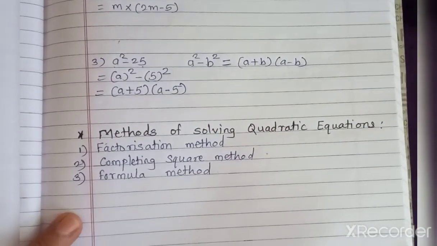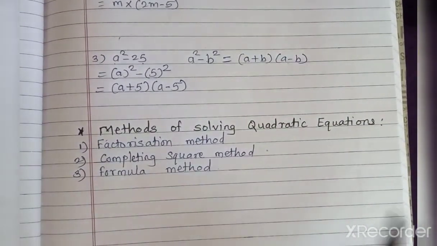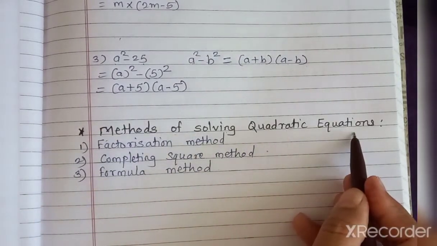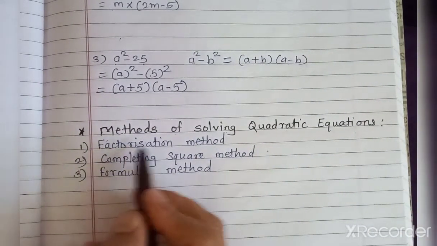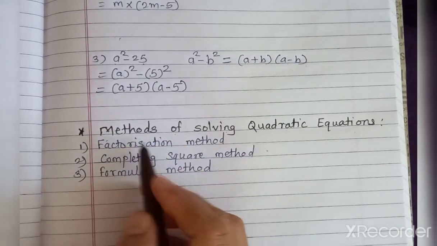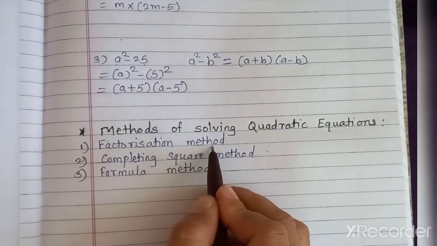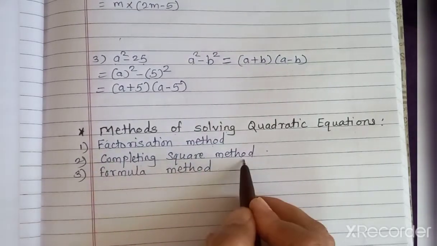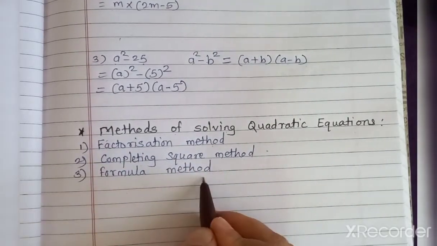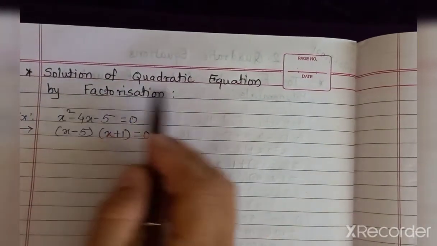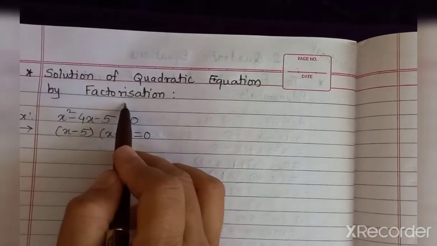Students, this year we are going to study different methods of solving quadratic equations. Out of that, the first method is the factorization method, means how to find the solution of a given quadratic equation by factorization method. Secondly, by completing square method, and thirdly by formula method. So the very first method we are going to discuss today is the solution of a quadratic equation by factorization.